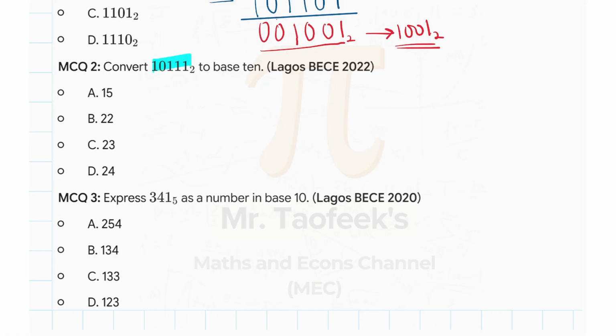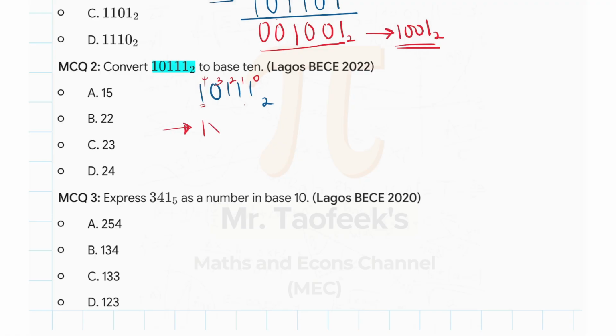Whenever you're converting any base to base 10, I believe you already know what to do, right? The first thing is you write out the number, 10111 base 2. Then on top of each number, you add the power starting from 0 and starting from the right to the left: 0, 1, 2, 3, and 4. So what do you do then? The first digit here is 1.